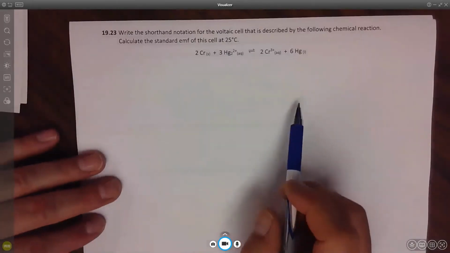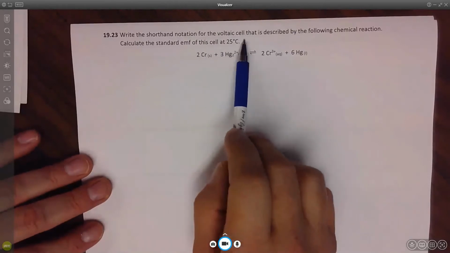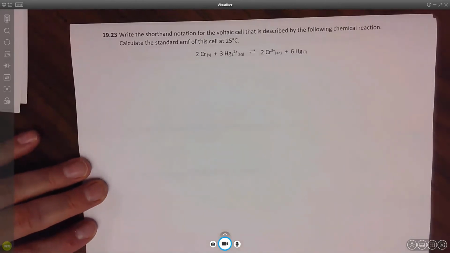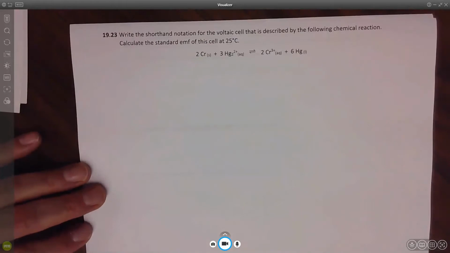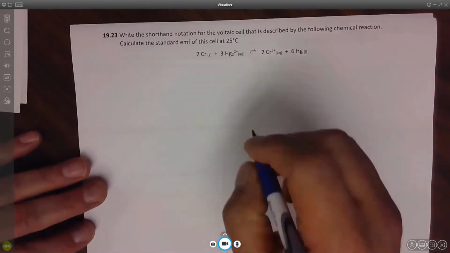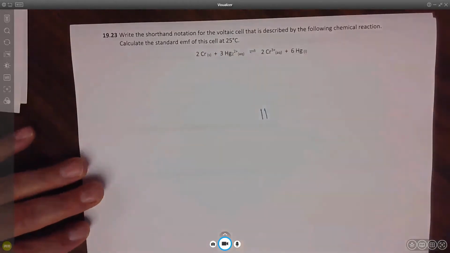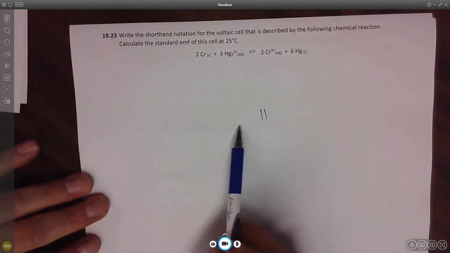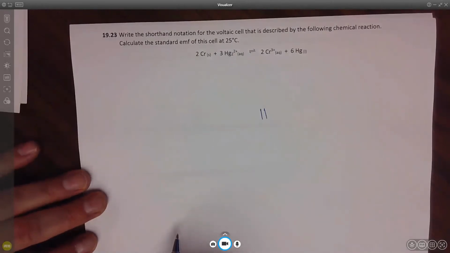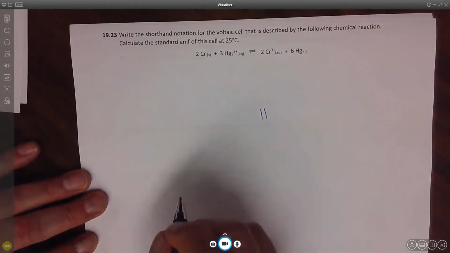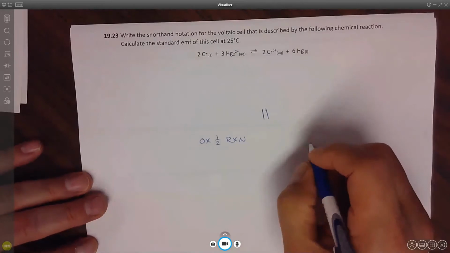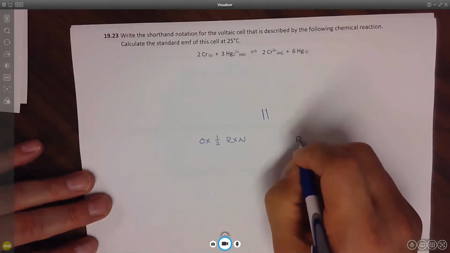Then it wants us to write the shorthand notation for the voltaic cell that is described by the following chemical reaction, and it also wants us to calculate the standard EMF. To write the shorthand notation, it has a bunch of straight lines and double lines. So for example, what does the double line represent? The salt bridge. That's the middle of this reaction. What goes on the left side? The oxidation half reaction. And what goes on the right side then? The reduction half reaction.